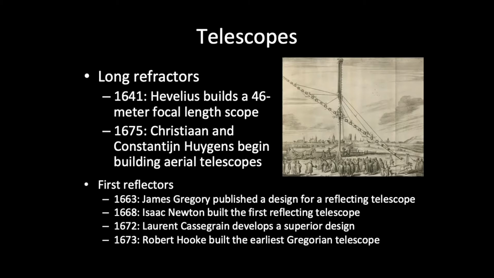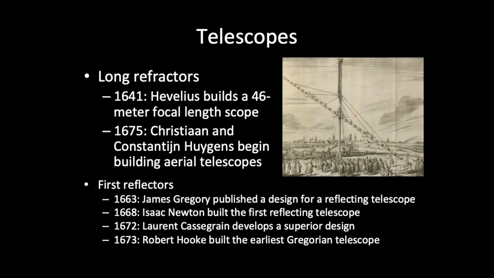In 1641, Johannes Hevelius built a 46-meter focal length scope on the tops of 3 houses he owned. This telescope, pictured here, was the longest tubed telescope before the invention of the tubeless aerial scope.